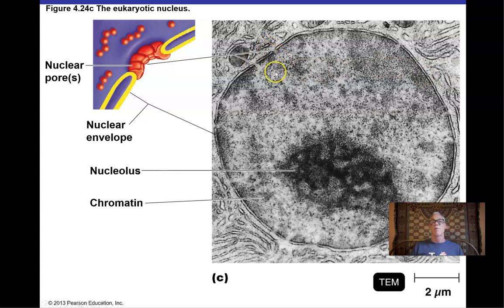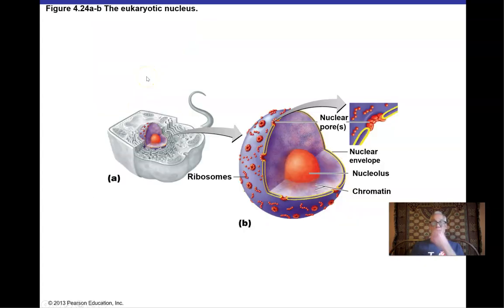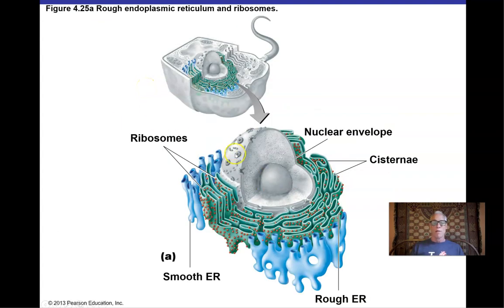It's almost like having another cell within a cell. The inside of the nucleus is a very privileged area, and the nuclear pores aren't just hollow openings. They are very specific for what they will allow in and out of the nucleus. So there's another little picture of the nucleus of a cell. Here's a nucleus of the cell.